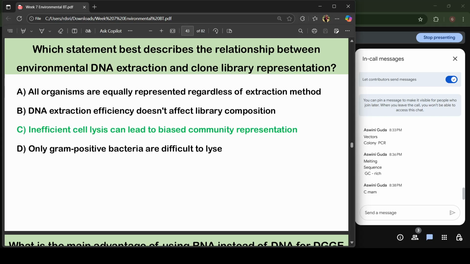Exactly. So insufficient cell lysis can lead to biased community representation, because when we go for DNA extraction, only when we are able to lyse the microbial cell will we be able to release the DNA and then go for amplification and fingerprinting. So if the cell lysis itself is inefficient, then the community representation is going to be biased. Only the organisms whose cell wall lysis was easier will we be able to detect, whereas we will leave the other organisms.